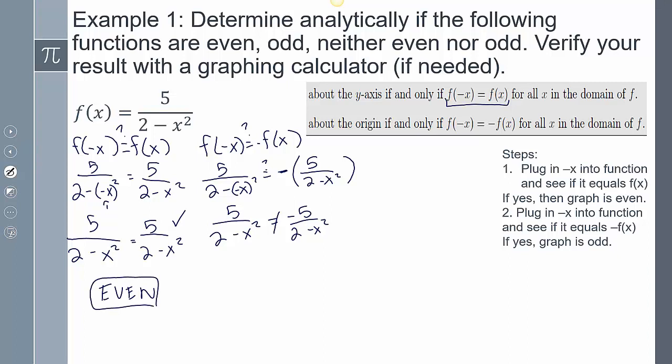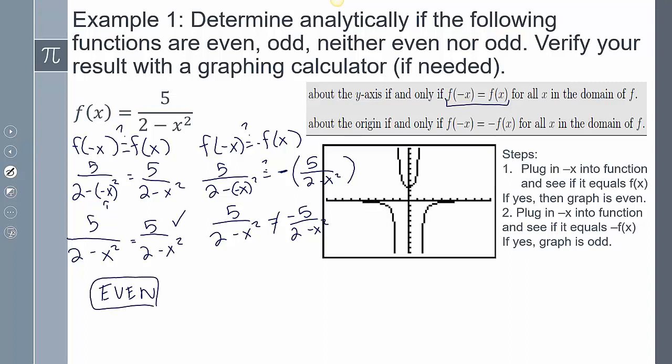Now graphically, this function's only even. So graphically, this is what the graph is going to look like, and if you notice, there's my y-axis, and so it's perfectly symmetric over it. If it folds that way, it's perfectly symmetric. If it folds that way, it's perfectly symmetric.